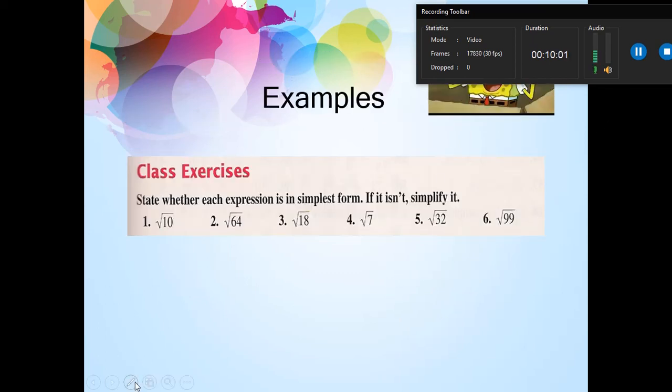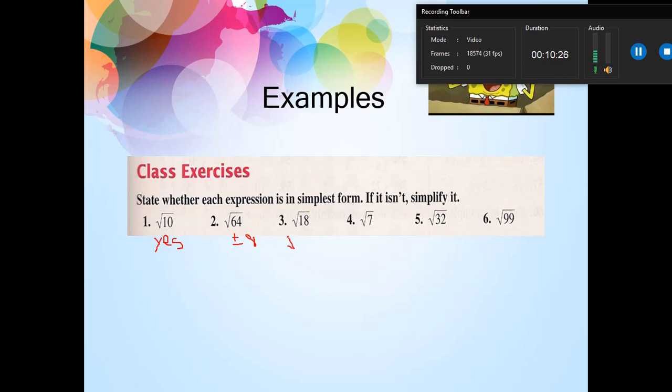All right, let's try some of these exercises. They want us to state whether each expression is in simplest form. If it isn't, we need to simplify it. That means using the new procedure, no decimal. So radical 10, there are no squares, so this is yes. Radical 64 we know is positive and negative 8.